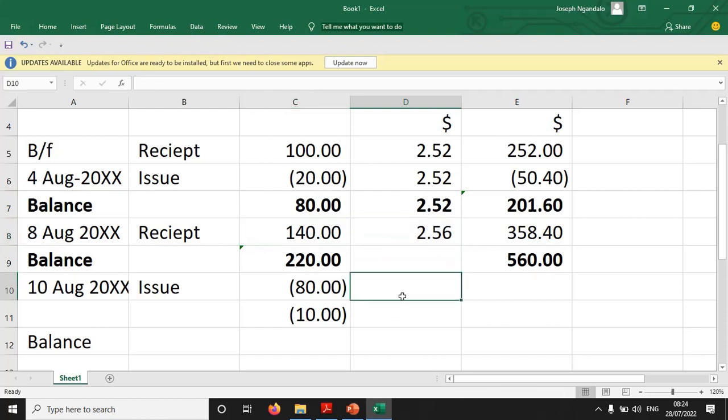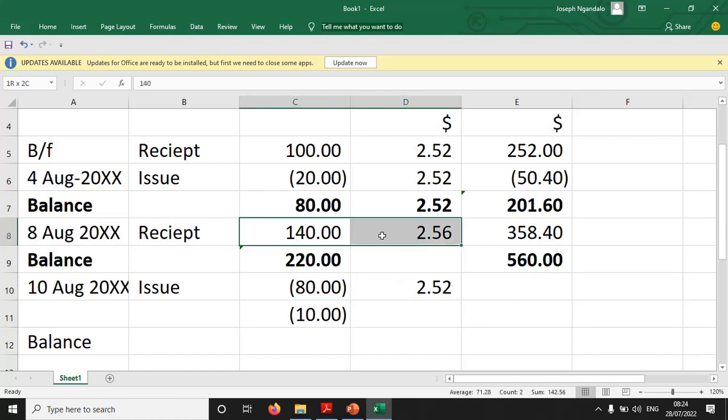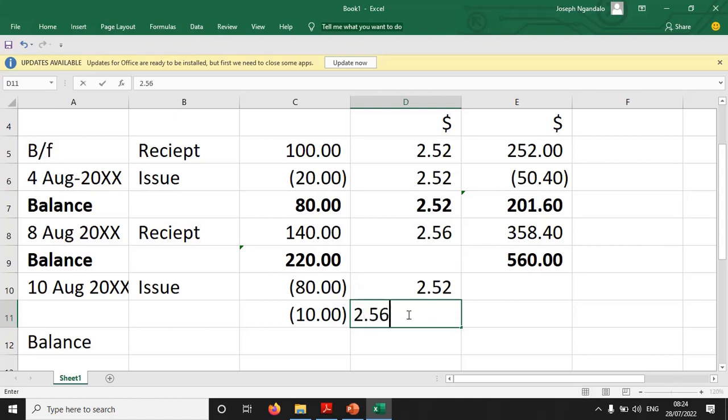So listen, the 80 comes from here. Are you there? So you are going to put the same price. 2.52. Then this 10 comes from where? From the 140. How much are you going to put there? 2.56. Now you're okay? Yes.